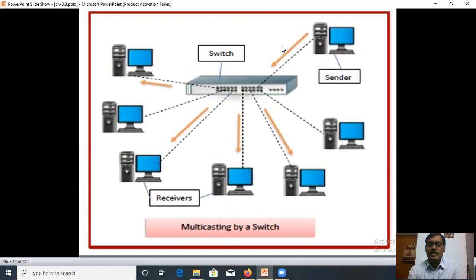This central device is known as the switch, and all the different computers can be connected through this switch. The sender sends the data, and the switch decides to which receiver computer the data will be forwarded. The switch decides when it reads the IP address of the destination computer.